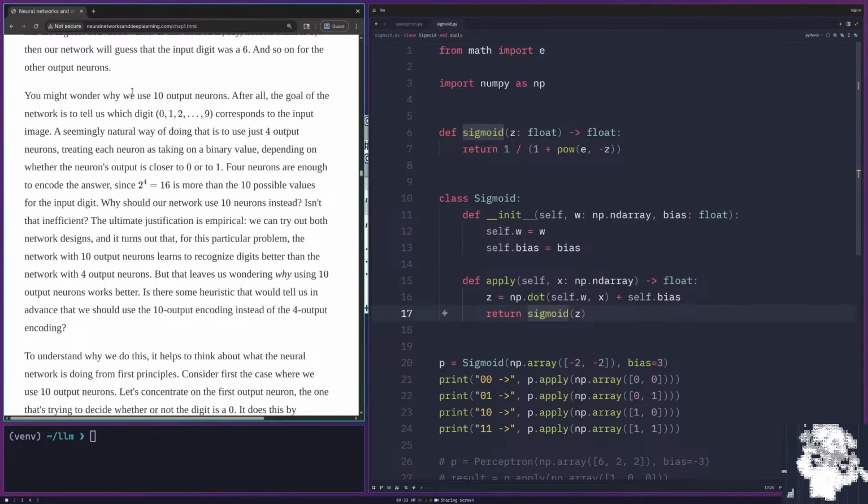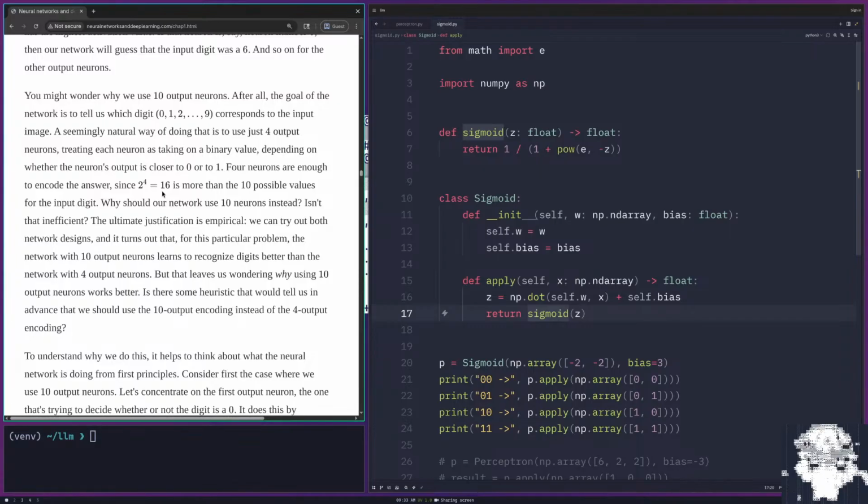You might wonder why we use 10 output neurons. After all, the goal of the network is to tell us which digit, 0, 1, 2, etc., 9, corresponds to the input image. A seemingly natural way of doing that is to just use 4 output neurons, treating each neuron as taking on a binary value, depending on whether the neuron's output is closer to 0 or 1. 4 neurons are enough to encode the answer, since 2 to the 4 equals 16 is more than the 10 possible values for the input digit.